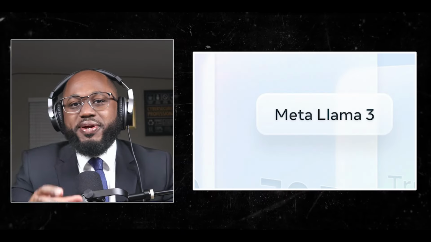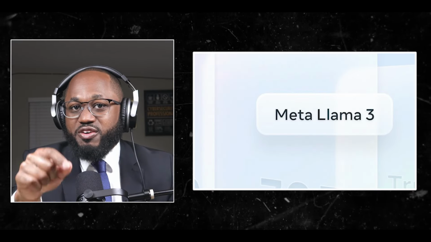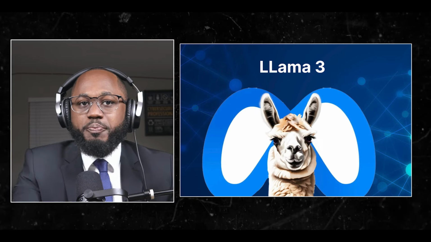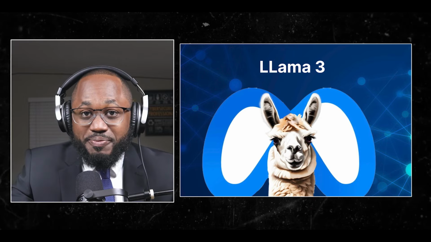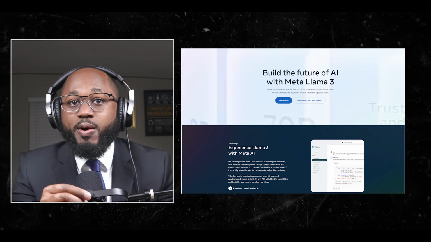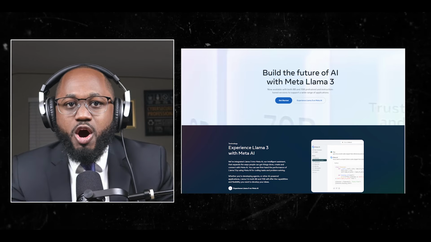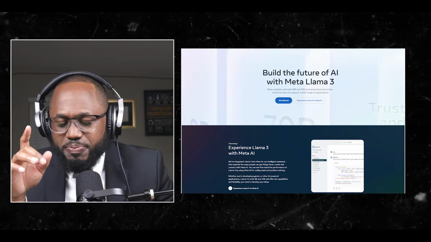Number three, all variants of LLAMA 3 support a context length of 8,000 tokens, allowing for more extended interactions and more complex input handling compared to many previous models. More tokens mean more content that includes both the input prompt from the users and the response from the model. A token roughly translates to a word or a subset of a word, right? Now keep this in mind.